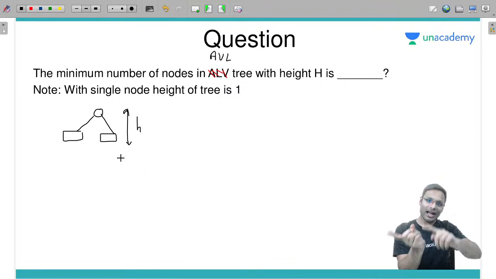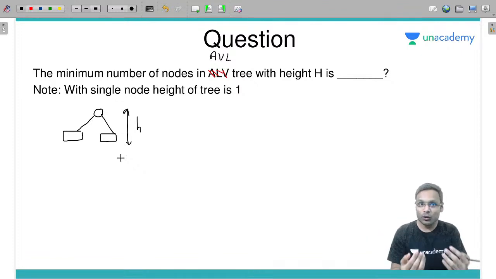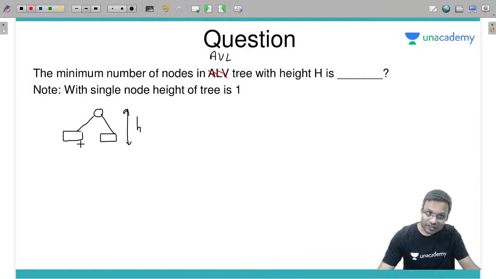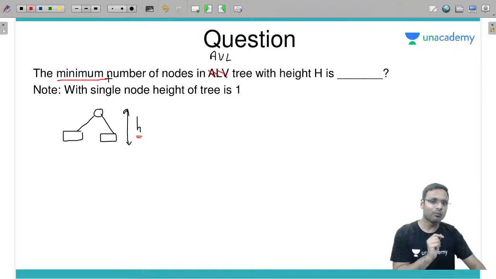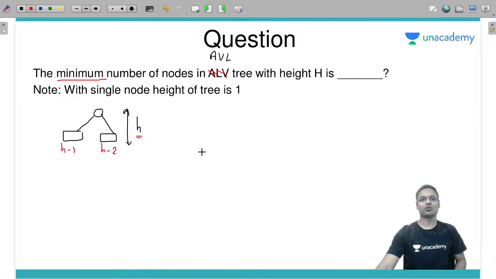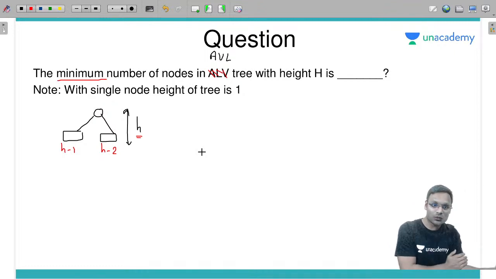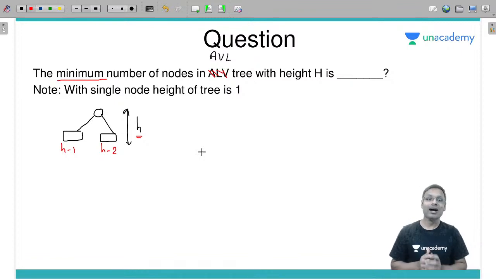One, either the height more should be in the left subtree or right subtree, whatever. So I am giving you a particular hint here. The hint is, if I want to construct an AVL tree of height h which should have minimum number of nodes, so one side of the root I should have an AVL tree of height h minus 1 and other side I should have the AVL tree with height h minus 2. One side height h minus 1 AVL tree, the other side height h minus 2 AVL tree.